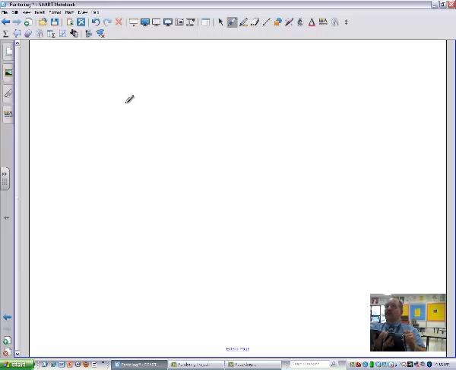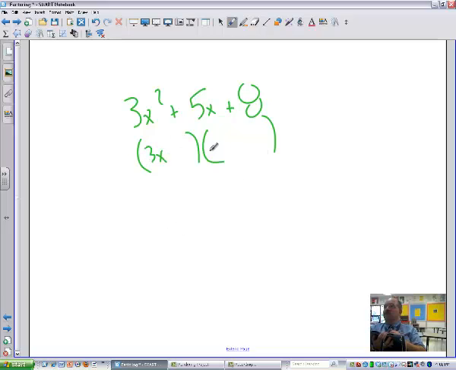Those work really nicely when you have just x squared plus whatever. If we had something like 3x squared plus 5x plus 8, we'd have to do a little trial and error sort of situation and try to make it work out. Try 3x and x, and see if we can get the 8 to work out to give us a good number to make it all work out.